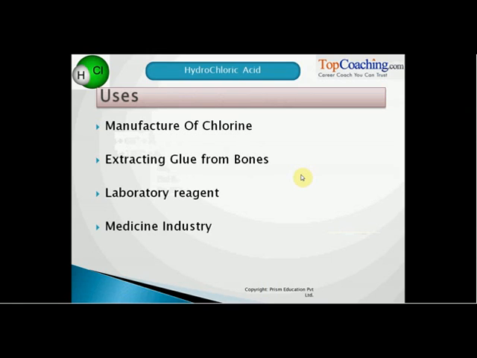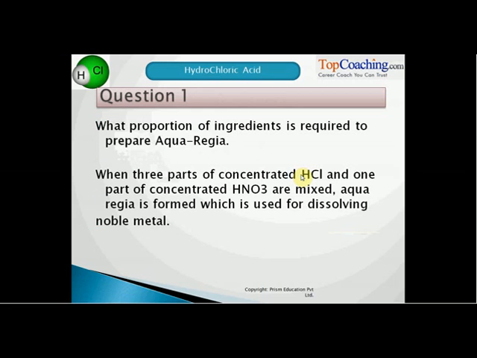There are lots of uses of hydrochloric acid. It is used in the manufacture of chlorine, and in extracting glue from the bones. The acidic properties help in extracting glue from the bones. It is used as a laboratory reagent, which means as an intermediate reagent for preparing many compounds in the medicine industry, and so on. So let us start with the question now.